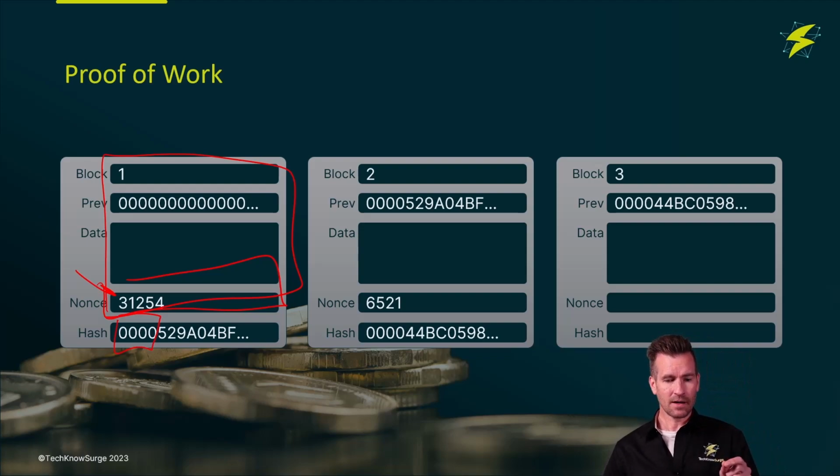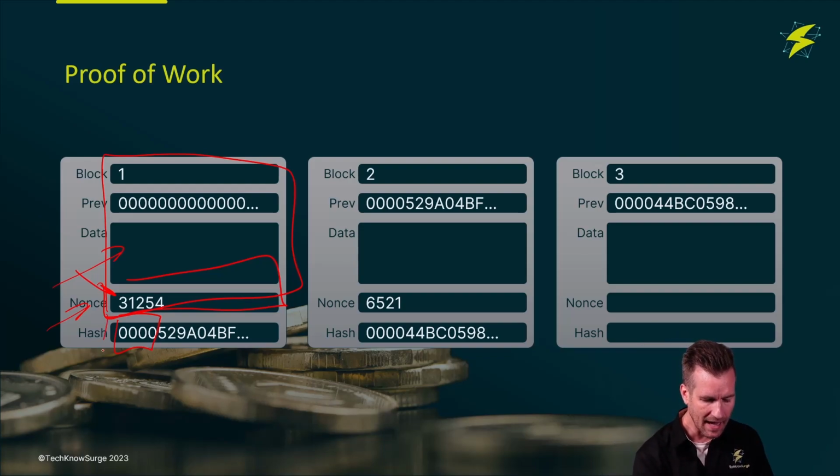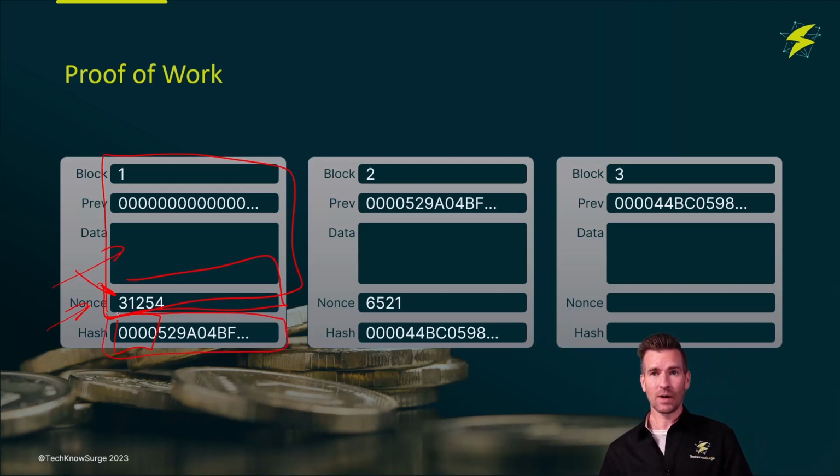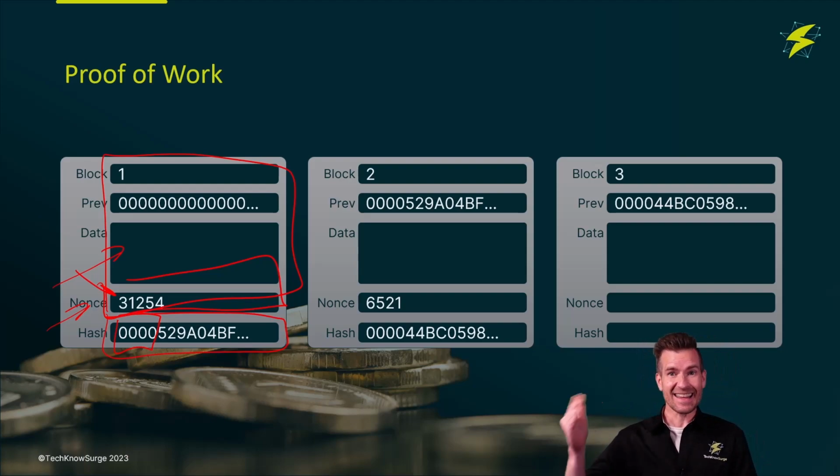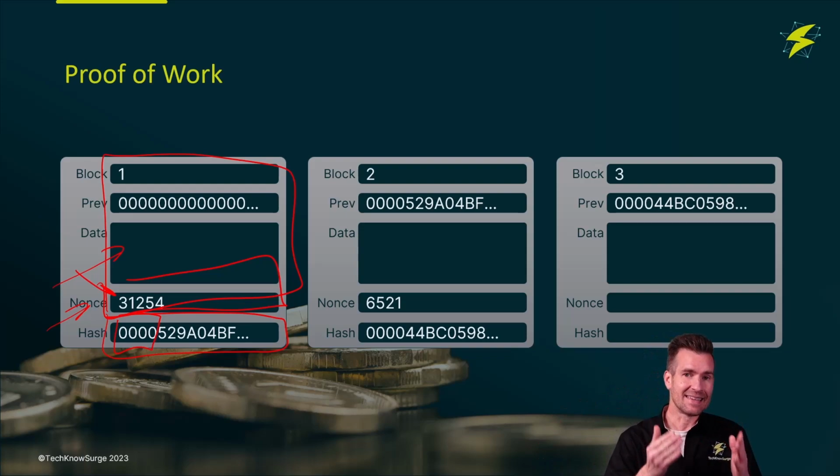But the proof part comes in when another computer needs to check to see if that device actually did the work. And that part is easy. As long as it knows the nonce and it also knows the data that went into it, it can take that information and easily put it into the algorithm and make sure that the hash comes out correctly. So another device can easily check, easily prove that this other device did the work to create the proper hash.